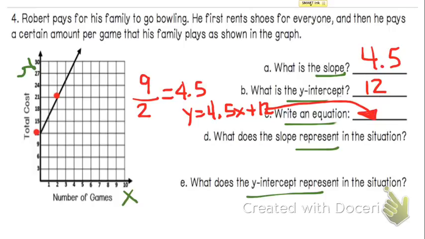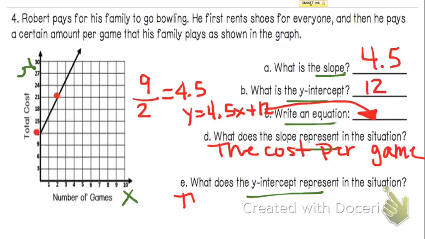Okay? And what does slope represent in the situation? Well, slope represents that it costs $4.50 for each game of bowling. So slope represents the cost per game. What does the y-intercept represent? It represents the cost for shoes, because it costs $12 to rent shoes.